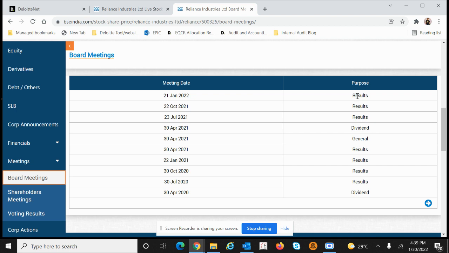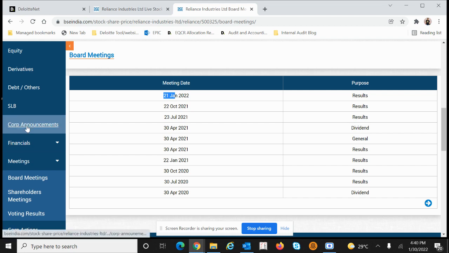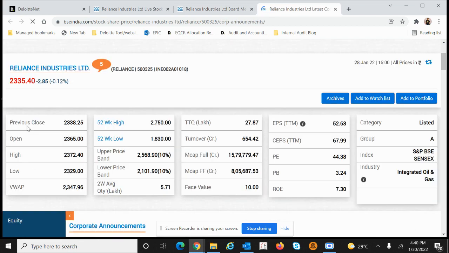So here you can see when the board last met. The board last met on the 21st January. So these are the meeting details. If you want to know the outcome of the meeting, then you can view the same, as we already went through in the corporate announcement.